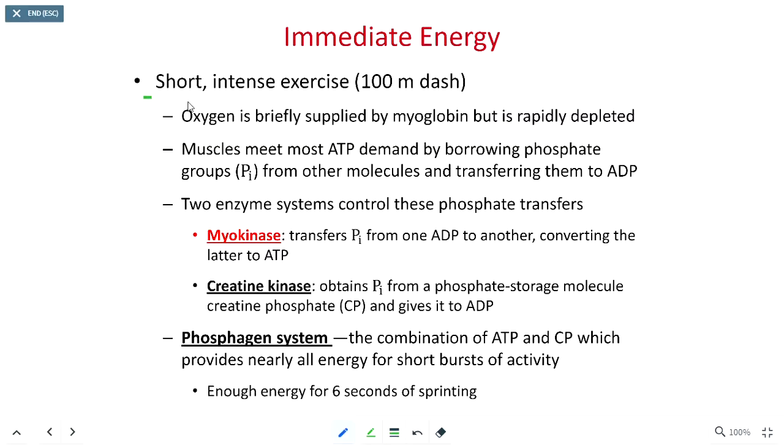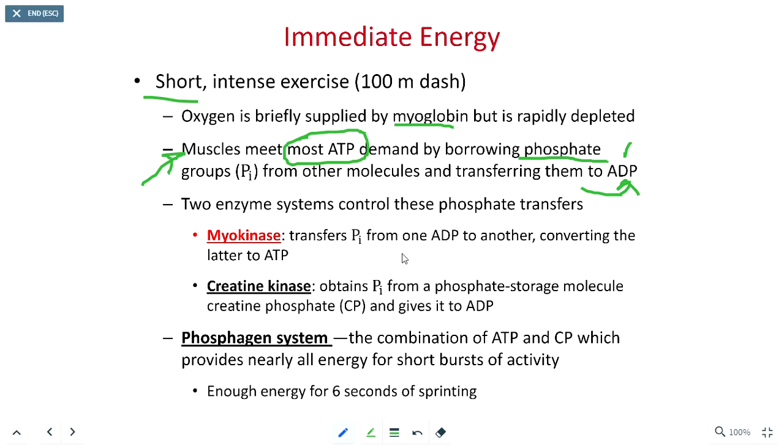So when we look at short, intense exercises or sprints, we're going to have the myoglobin molecules that supply oxygen. Our muscles are going to have ATP just floating around naturally. And we also are going to have ATP being borrowed from phosphate groups. In particular, we have high-energy molecules that can store phosphate and then dump those phosphates onto an ADP, adenosine diphosphate. And then an ADP is going to be rapidly turned back into an ATP.